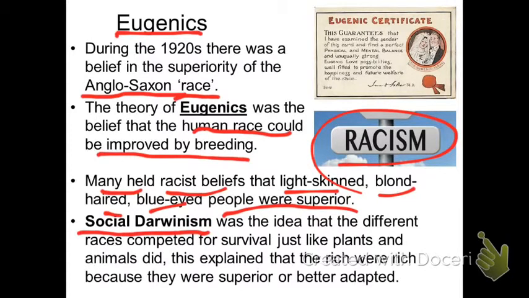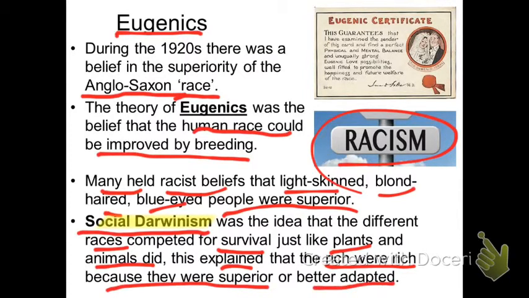Social Darwinism, and we have discussed this several times, was the idea that different races competed for survival, just like plants and animals did. And the races we're talking about are the Caucasian, the black race, Asians, Native Americans, those types of people. We're not talking about Mexicans versus Puerto Ricans or British versus Ugandans. We're talking really about the races, not nationalities or ethnic backgrounds. People who believed in social Darwinism explained that the rich were rich because they were superior intellectually, or they just adapted better than the non-rich.